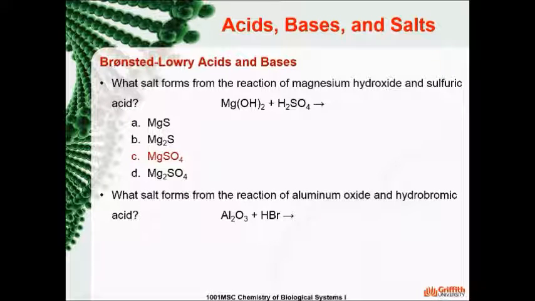What salt forms from the reaction of aluminium oxide and hydrobromic acid? The answer should be B, because aluminium takes a +3 charge and bromide has a -1 charge, so the salt will be aluminium bromide, or AlBr3.